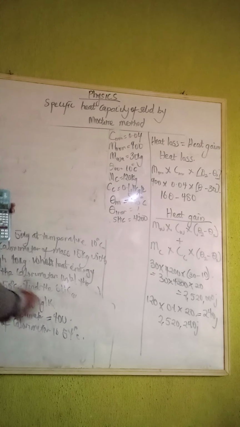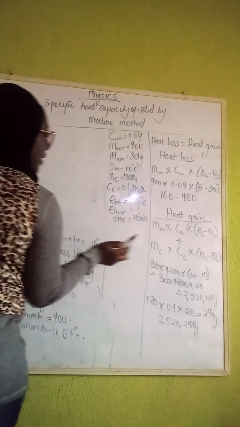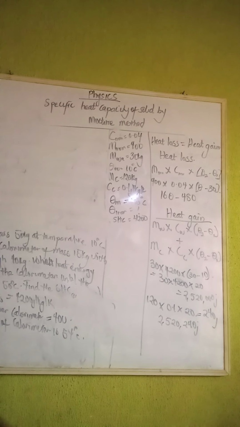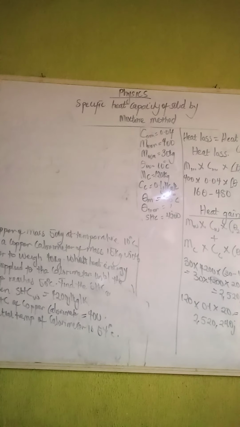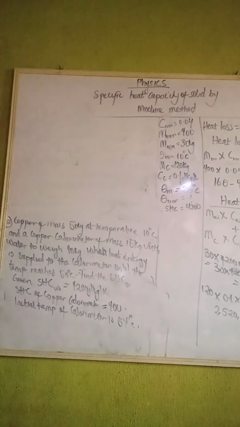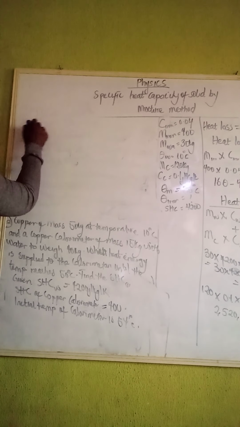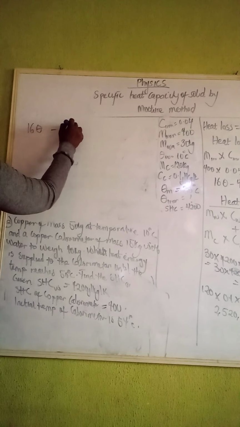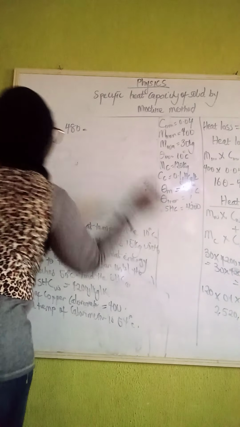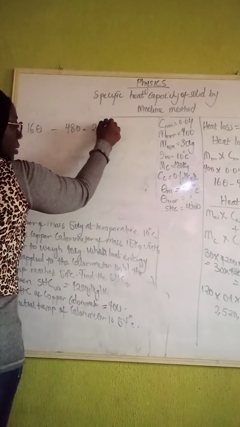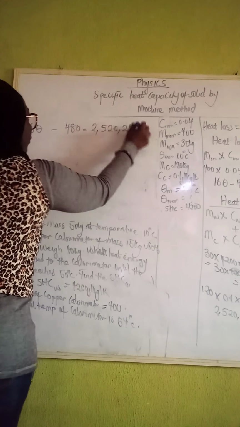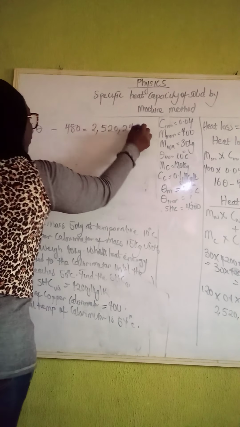Now, let's equate the two together. Its loss equals its gain. Its loss equals its gain. What is our its loss? 16 theta minus 480 equals 2 million. So making this one the subject of the formula, add this one to this, and we have a total of 252. 480 plus this will give us 720.